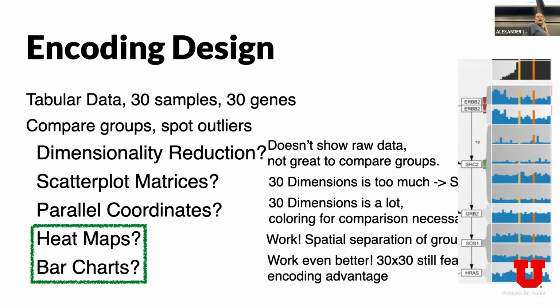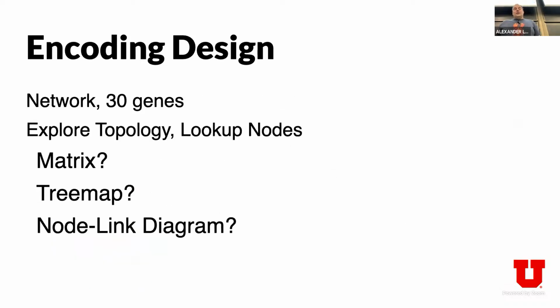Now we have not talked yet about the network problem, right? We also wanted to understand where these nodes are in the network and where they play a role. And so now we can think about our encoding design. We have a network with 30 genes. What we want to do is explore the topology and look up the nodes. If we want to explore the topology, should I choose a matrix?